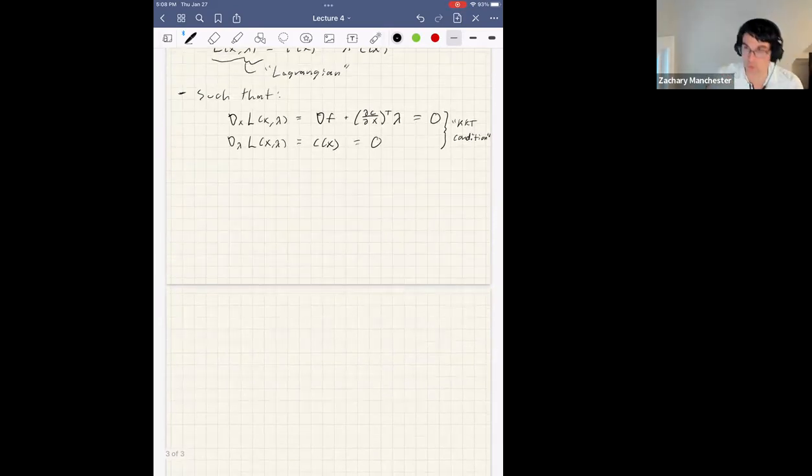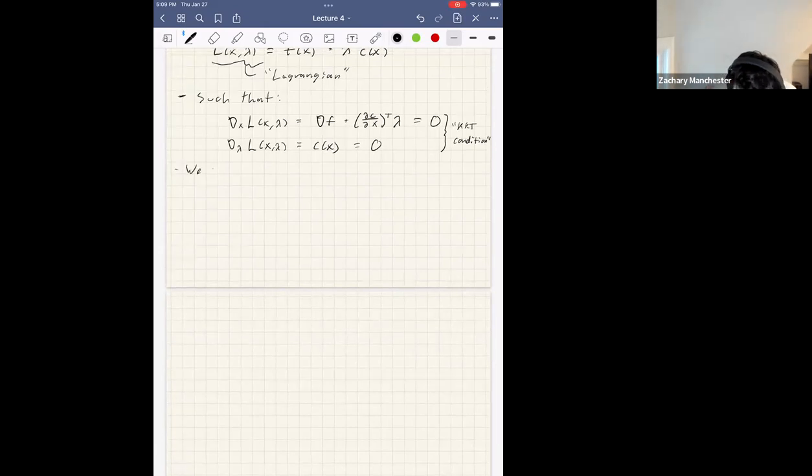So we got these first order necessary conditions, these gradient equals 0 plus constraint equals 0 conditions. Now we have a root finding problem again, right? And what do you know? We're going to solve that with Newton's method. Okay, so let's look at that.